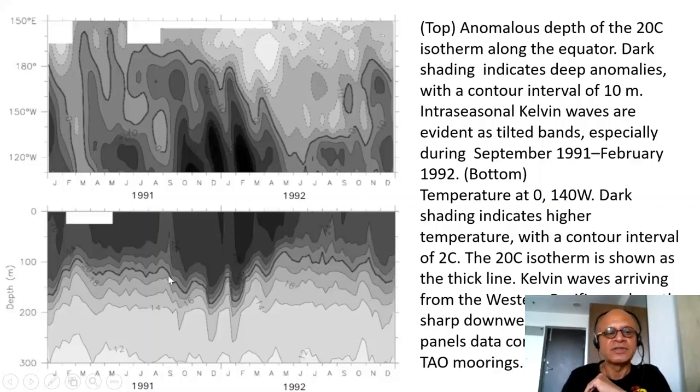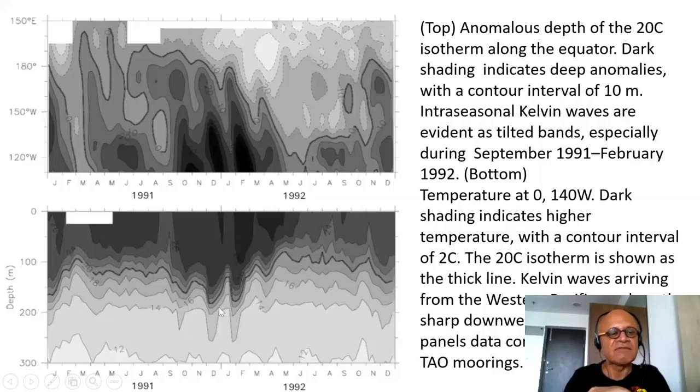So this is the impact of these Kelvin waves that you are typically looking at in sea level heights, sea surface height anomalies. But here we are seeing it in terms of the depth of the 20 degree isotherm, which corresponds to the sea level anomaly as well. You can see the impact here.